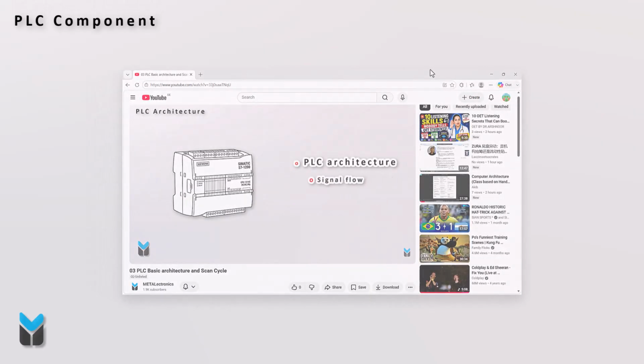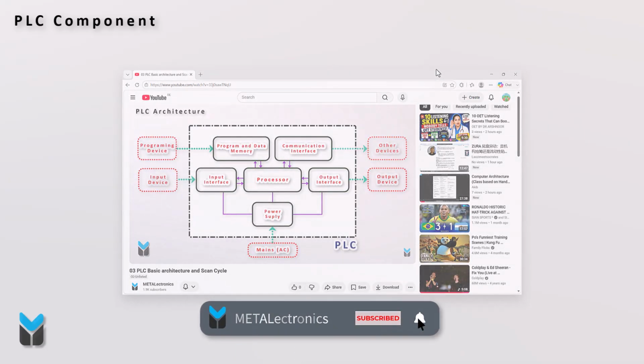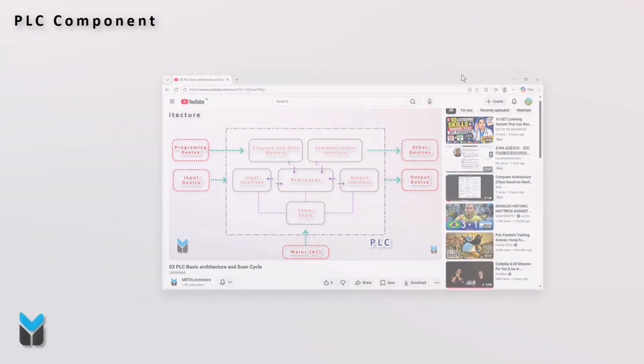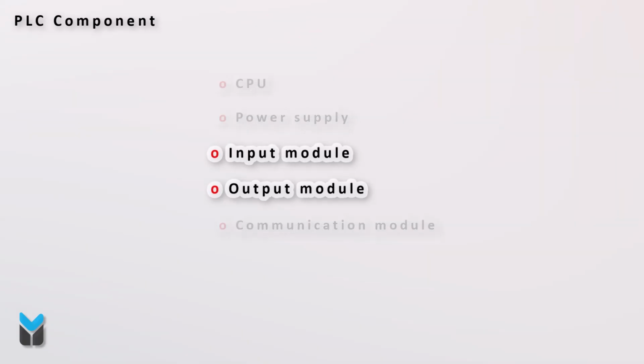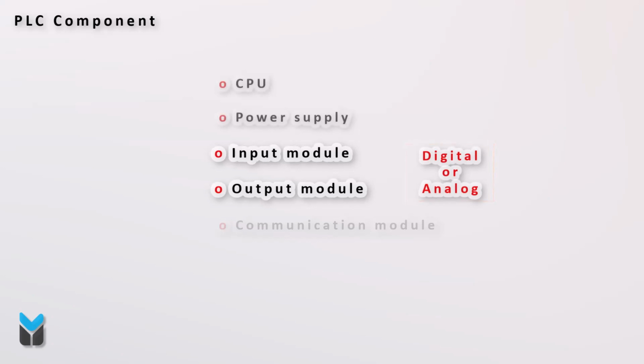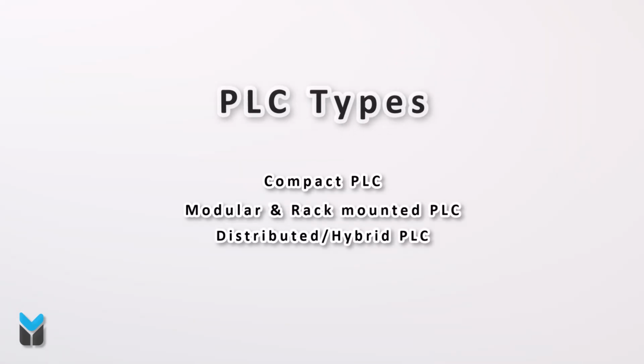In our previous tutorial, we explored the essential internal components that make up a programmable logic controller. To quickly recap, a standard PLC system relies on a central processing unit, a power supply, input and output modules, and dedicated communication modules. As we established, these inputs and outputs can process either digital or analog signals, and specialized modules, such as motion control or pulse generators, can be integrated depending on the complexity of your application. Now, let's dive into today's topic: the different types of PLCs.